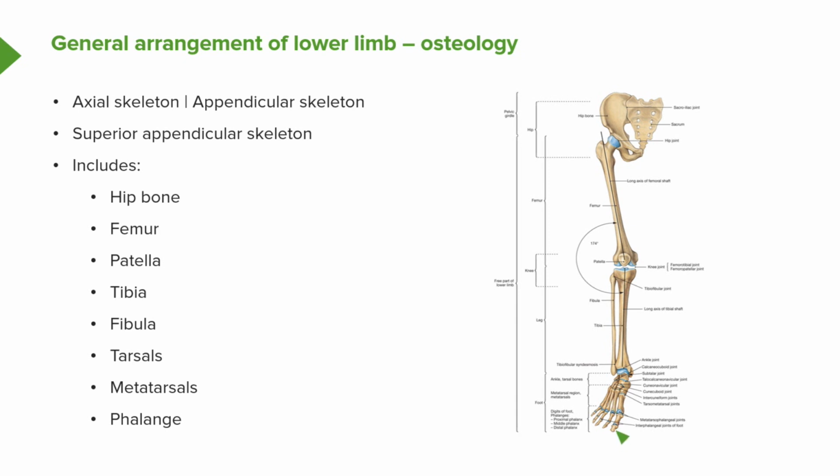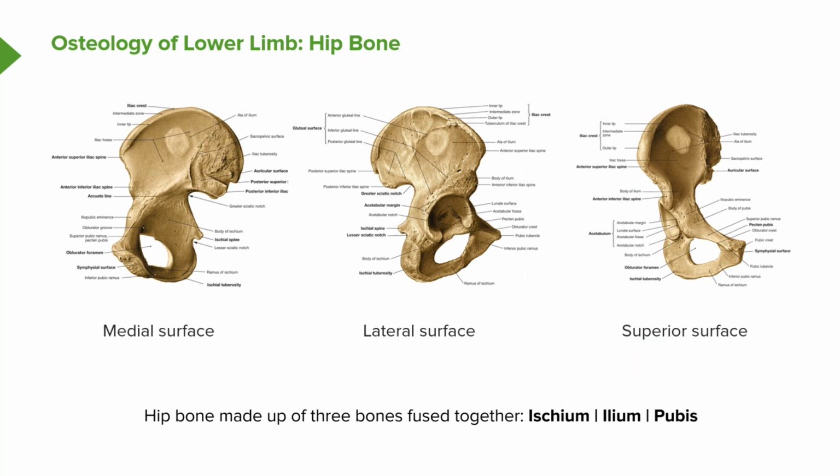And then finally, the digits of the foot are formed by the phalanges. So let's move on to looking at some of the important features of these bones. We'll start off with the hip bone. And the hip bone is actually formed by 3 bones that are fused together primarily at the acetabulum.